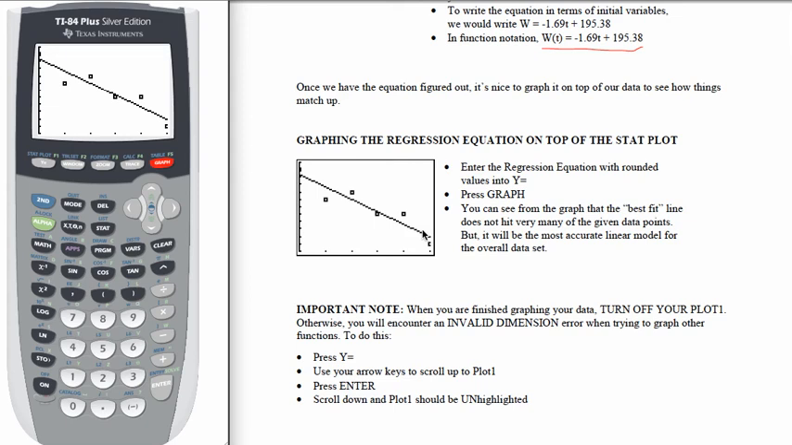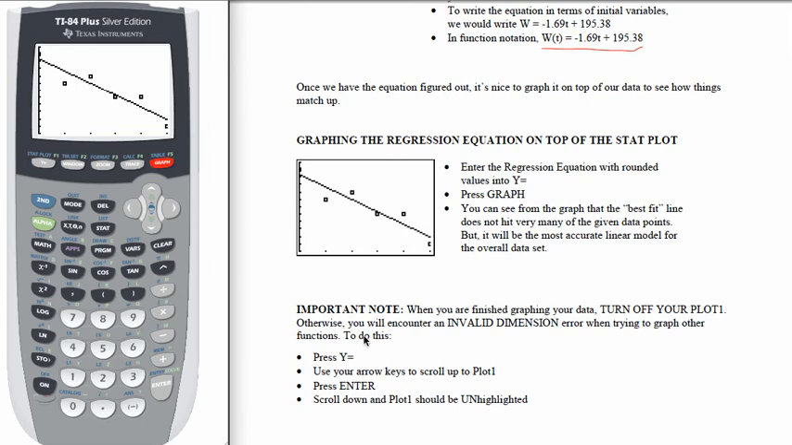Notice that that line doesn't really hit very many of our data points. However, what your calculator has done is to take into account all the data points that are there in the data set and give the line that is the best approximation for all of them.